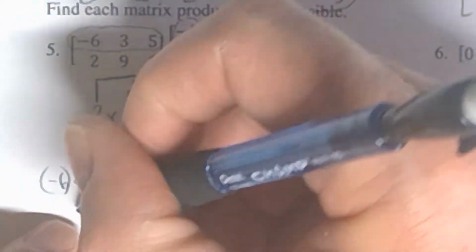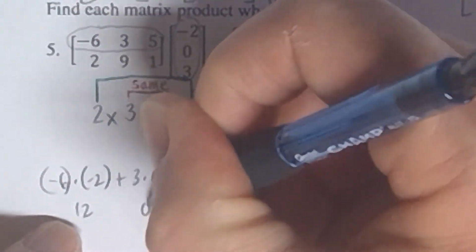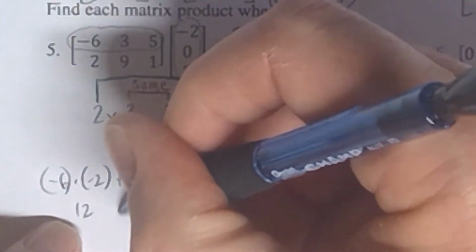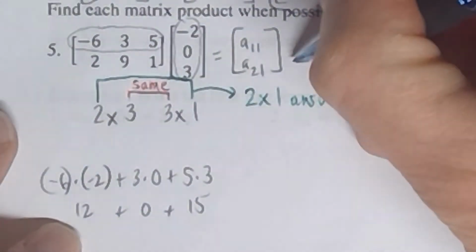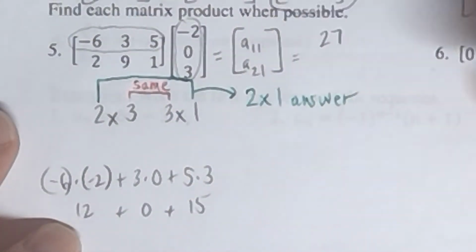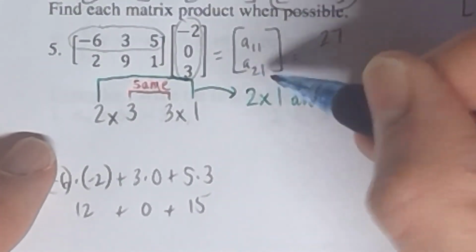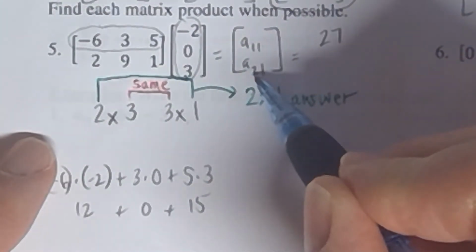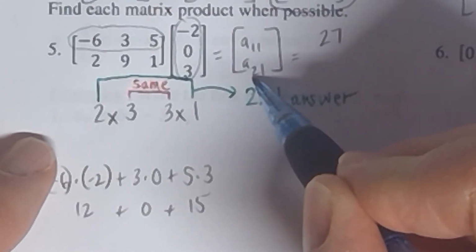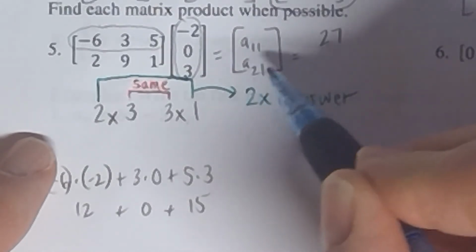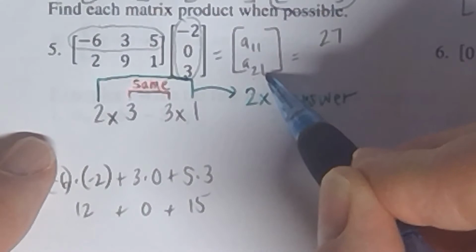What do we get here? We get 12, 0, and 15. What does all that add up to? That's going to add up to 27. What is the second number going to be? It is the second row from the first matrix and the first column from the second matrix.